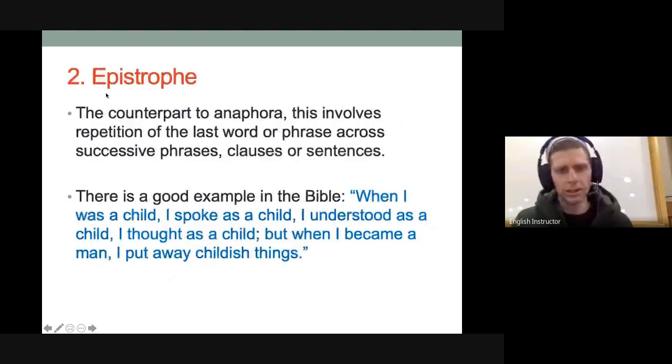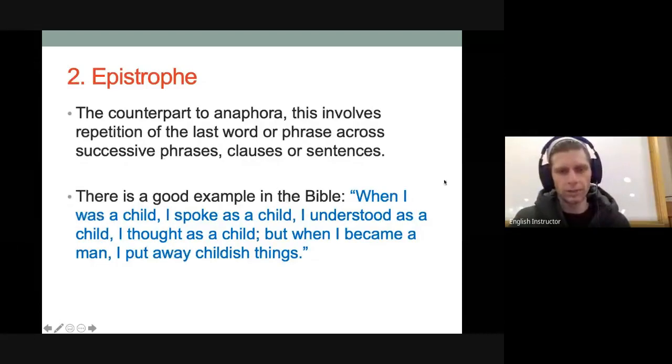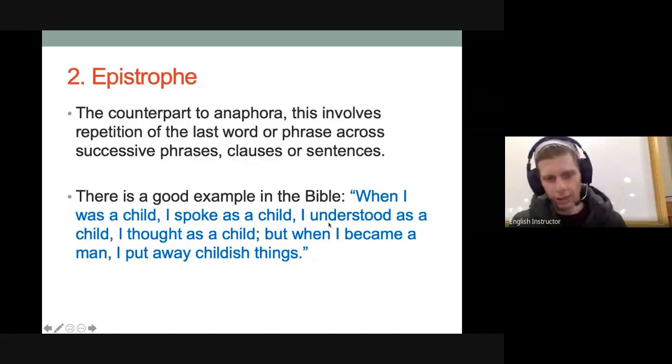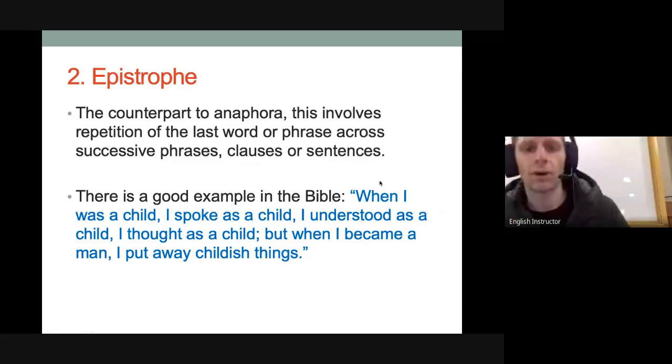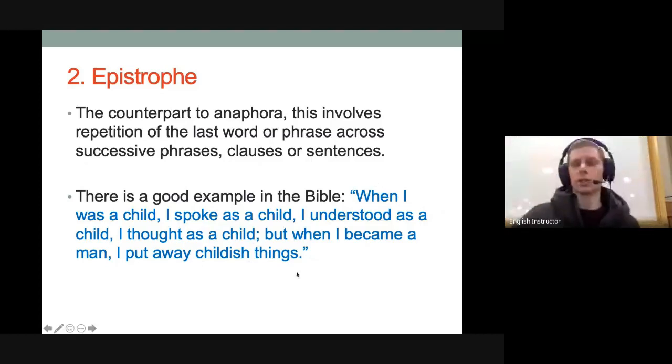And epistrophe on the other side is going to be the repetition of the last word. So it's kind of the opposite of anaphora. So we see here, when I was a child, I spoke as a child, I understood as a child, I thought as a child, but when I became a man, I put away childish things. So it's that repetition of as a child doing those things, that can drive home the idea that it's about one thing, and then when we change it, it changes to another, right?